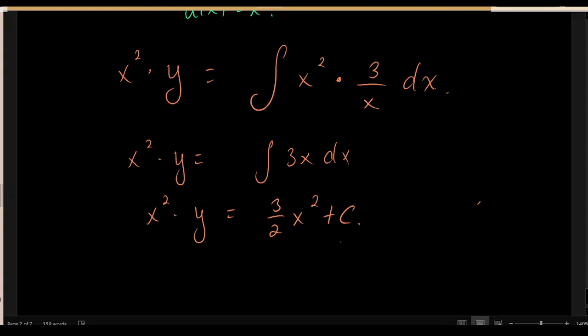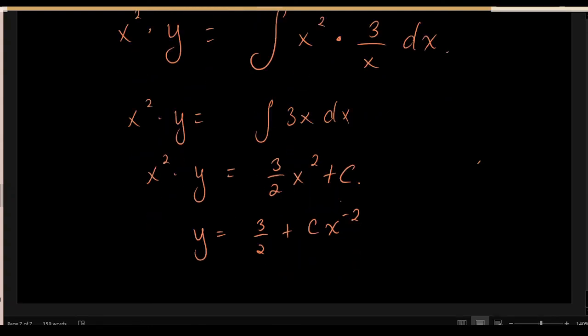So now, to solve for y, let's just divide everything by x squared, and we get 3 over 2 plus c, x to the negative 2. You could also write this as c divided by x squared if you prefer. All of these solutions to the linear ODE are of this format: 3/2 plus some constant times x to the power minus 2.